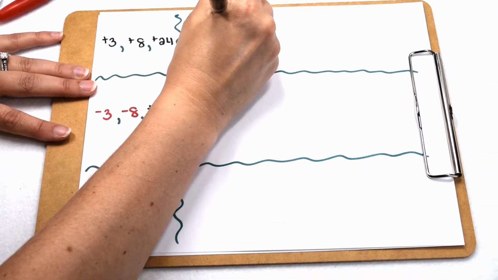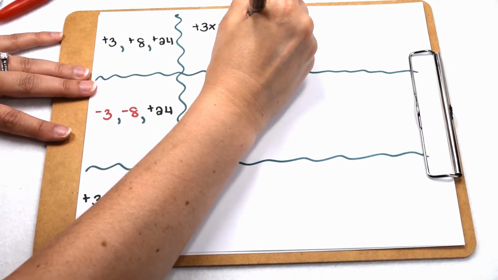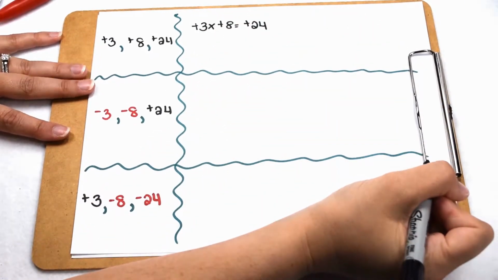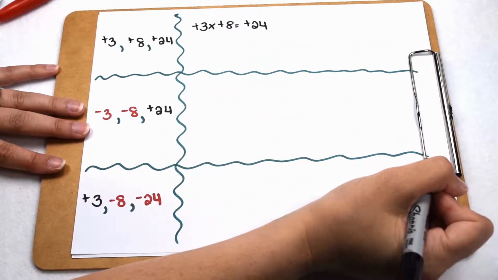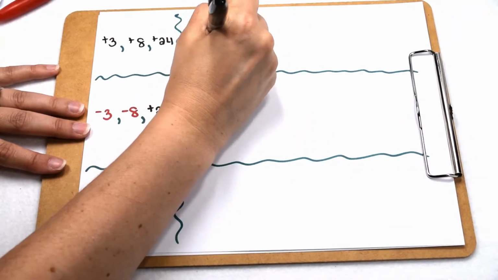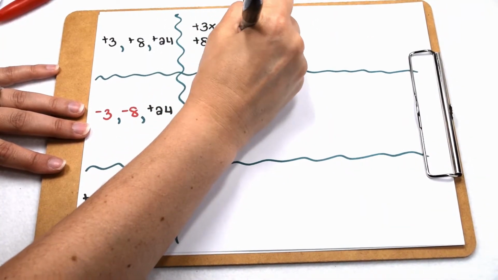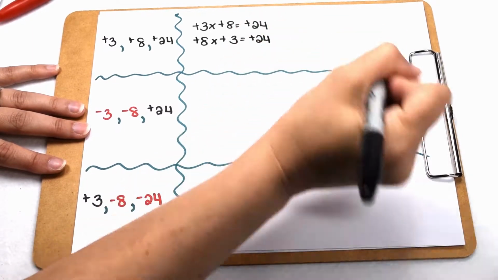Starting with multiplication, we know that 3 times 8 gives us 24. We also know that multiplication is commutative. That means if we change the order, we get the same result. So I could also write that positive 8 times positive 3 gives me positive 24.